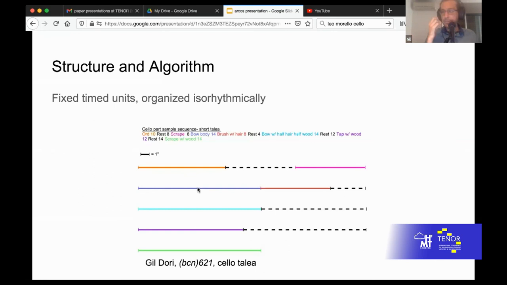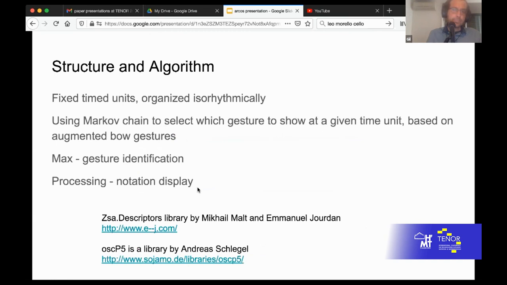And there are also fixed units of silence, of inaction. And in this case, these are the really important time units where there is no action, there is silence. It kind of gives the formal structure of the piece. So it becomes very important for indicating where we are in the piece, because again, these sections all keep repeating. So within these fixed units of time, I'm using a Markov chain to select which gestures to show based on augmented bow gestures.